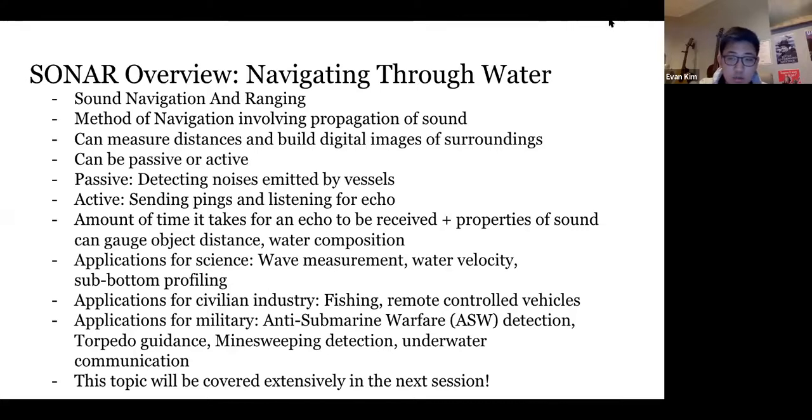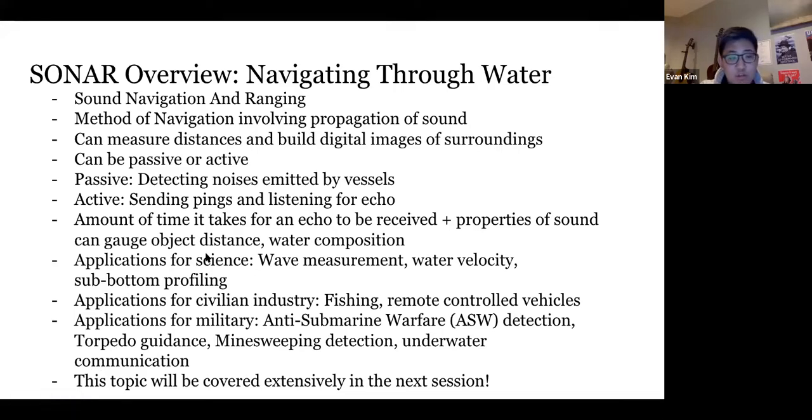General basics to help you understand what echolocation is. You'll see the parallels later on in the lesson. Sonar stands for sound, navigation, and ranging. That acronym doesn't include all of those letters, but you can see how it's developed. It is a method of navigation involving the propagation of sound. In other words, the way that sound moves through the water.